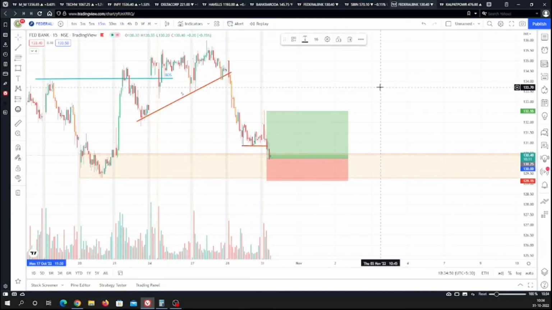And don't worry guys, I'll explain how I marked my order block, what is the reason behind this trade, and everything in detail after the trade ends. So stay tuned.